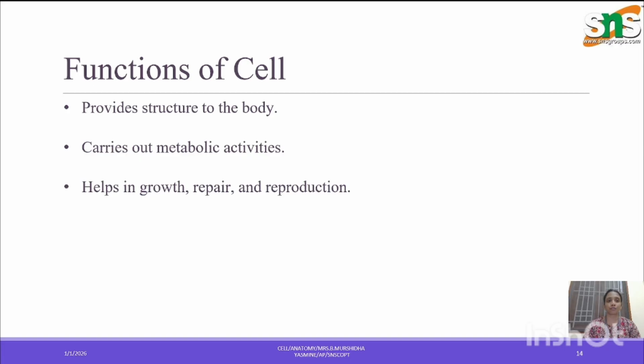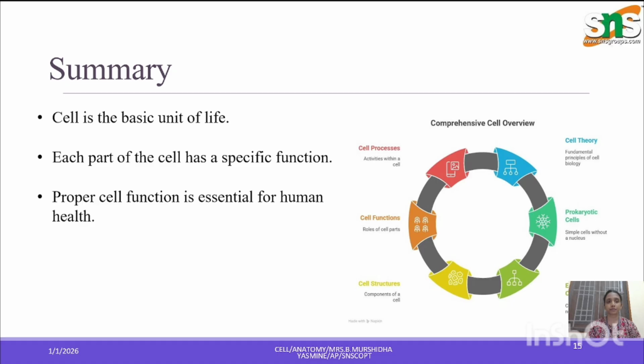What are the functions of the cell? Why is the cell needed in our body? It provides structure to the body. All the cells together form the tissues, and the tissues form the organs. So the cell is the fundamental unit of the human body. It provides structure to the body, carries out all the metabolic activities, and helps in growth, repair and reproduction.